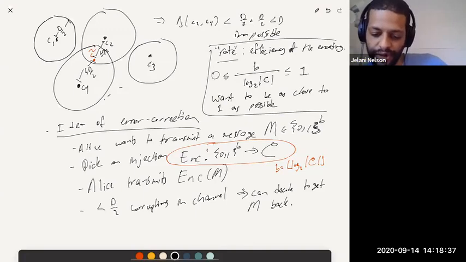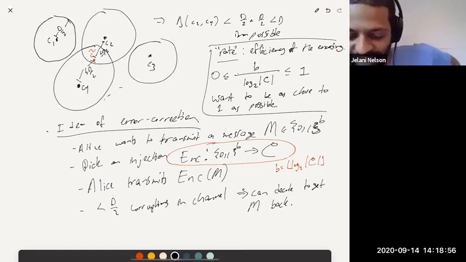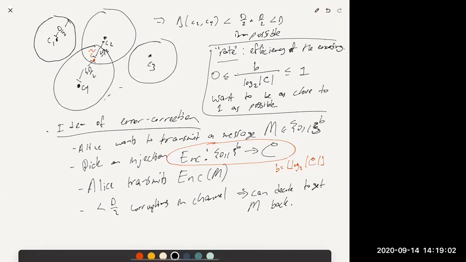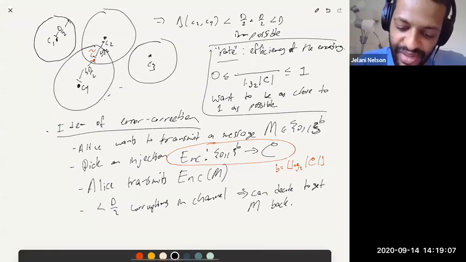Wait, is that right? Did I goof that? No, it's in the denominator. So okay, so the point is, wait, something looks a little off here. Is it instead of log base 2 of C, should it be the size of I? I know what I goofed here. So what I should have said is the following.